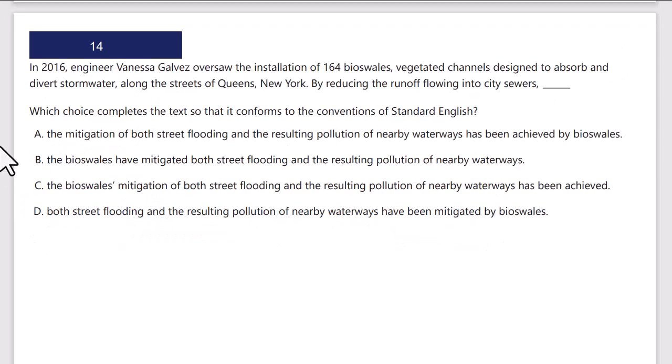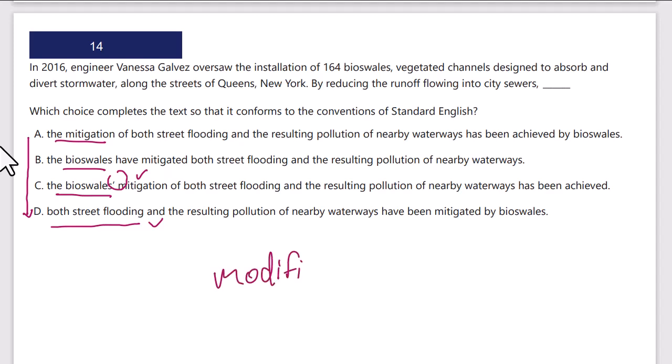Okay, quick vertical scan. Again, we see essentially these very long answers, which begin with the mitigation, the bioswales, and whales, apostrophe, and both street flooding and a verb, basically. What we can tell from these, these are very typical of modifier issues.